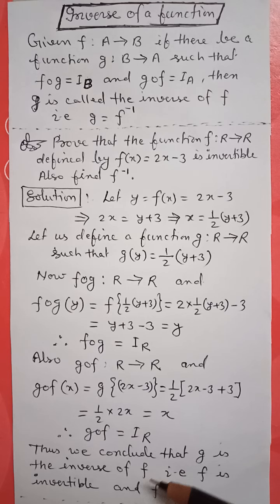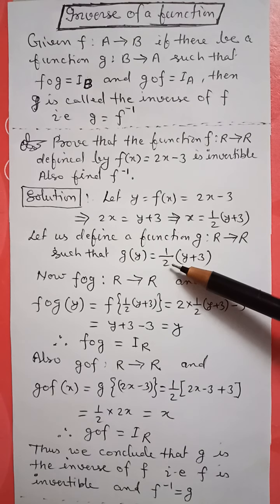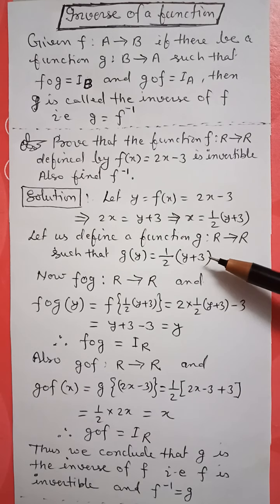Thus we conclude that g is the inverse of f and hence f is invertible. And f inverse is nothing but g. That means f inverse x is equal to half of x plus 3.